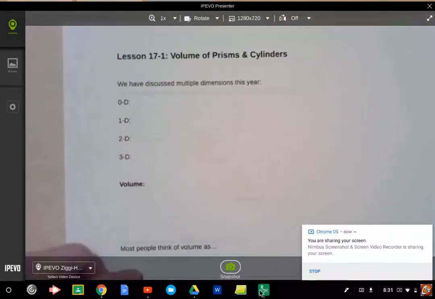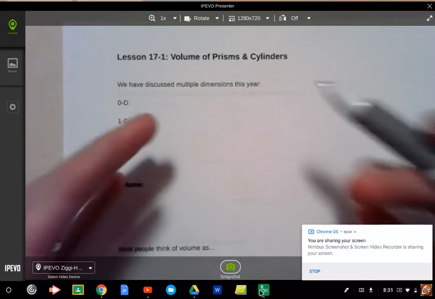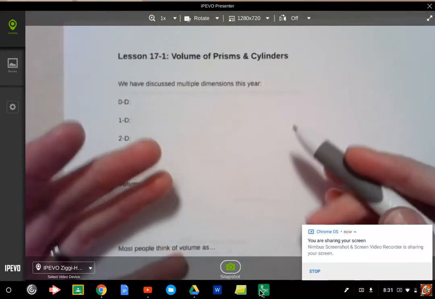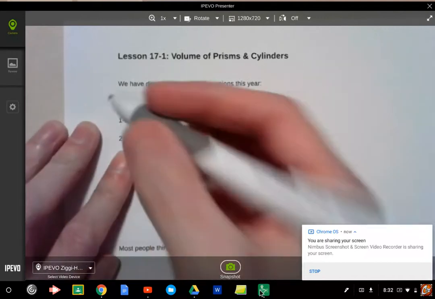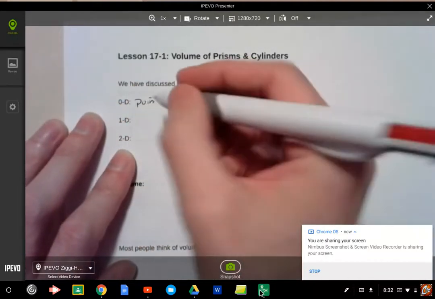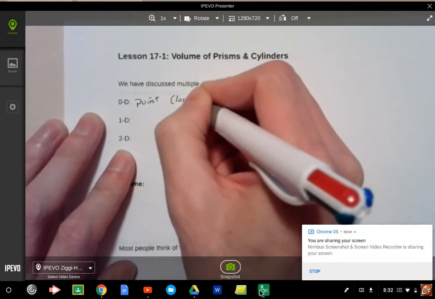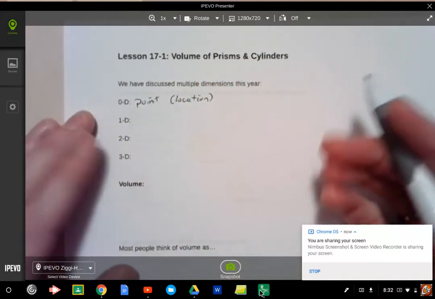So we've spent a long time now discussing multiple dimensions this year. And if you watched Flatland, you actually saw great explanations of some of these dimensions, like zero dimensions. We said that's a point because it has no real measurement. All a point has is location. So you can talk about where it is, but you can't talk about what size it is.